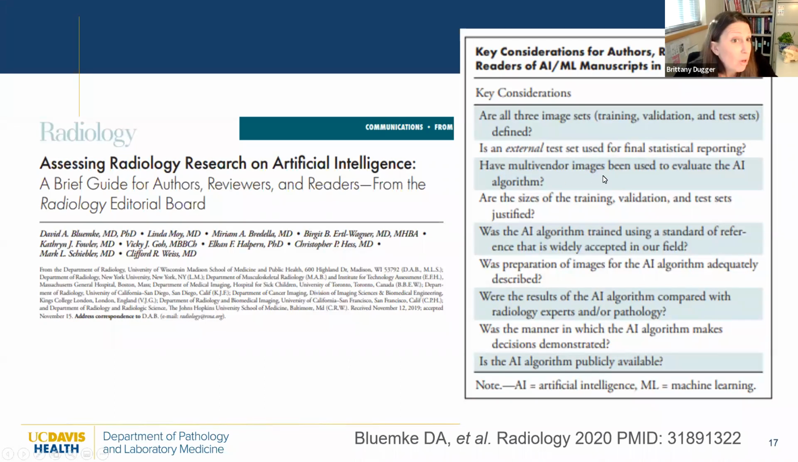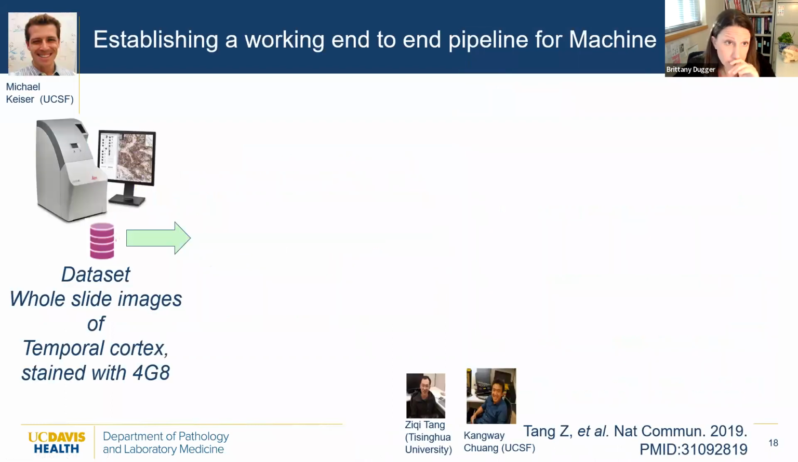So in digital pathology, if you remember some of the previous webinars, we did talk about different slide scanners. So those are the multi-vendor images. So has that algorithm been validated and used across those different standpoints? And I can go down the list and read this to you. But again, just a great resource to try to understand when you're reading papers or want to publish, what should you include? And so this is kind of what our workflow was when we first published.